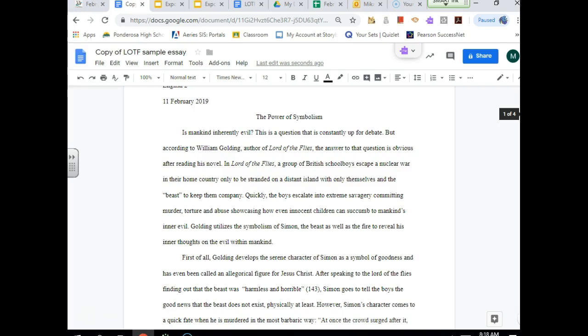Okay, stay focused. A group of British schoolboys escape a nuclear war in their home country only to be stranded on a distant island with only themselves and the beast to keep them company. Quickly, the boys escalate into extreme savagery, committing murder, torture, and abuse, showcasing how even innocent children can succumb to mankind's inner evil. Golding utilizes the symbolism of Simon, the beast, as well as the fire to reveal his inner thoughts on the evil within mankind.